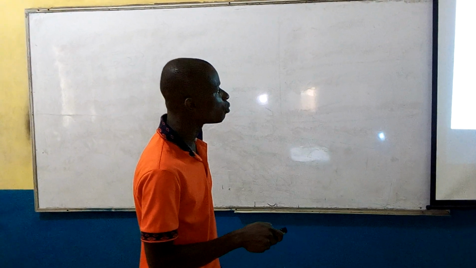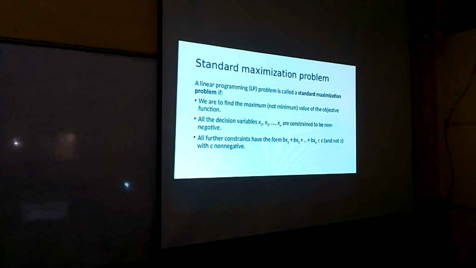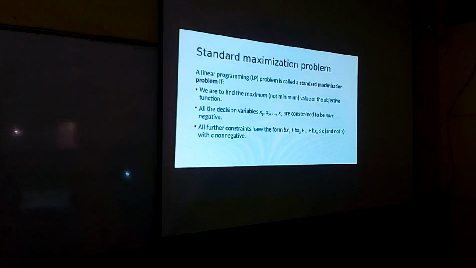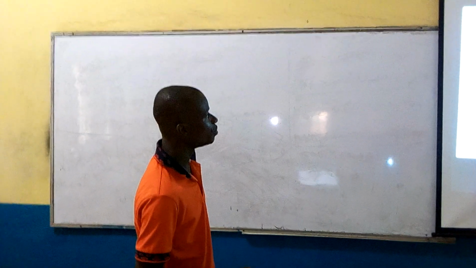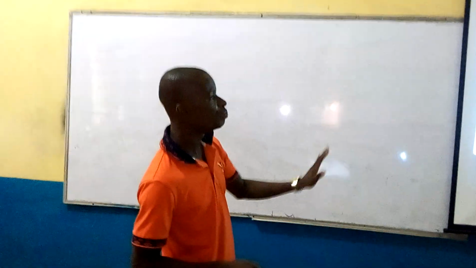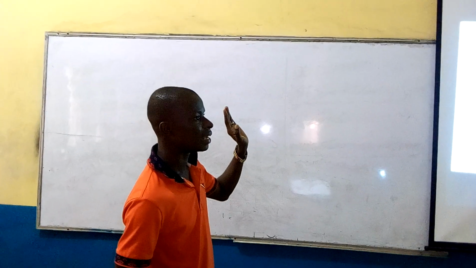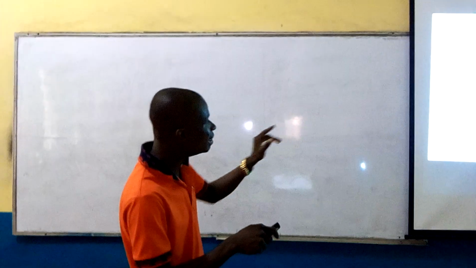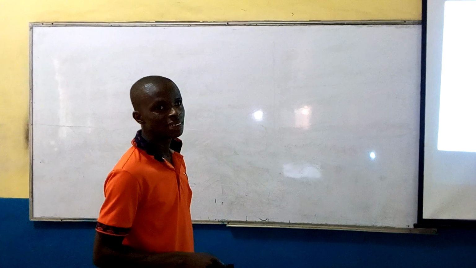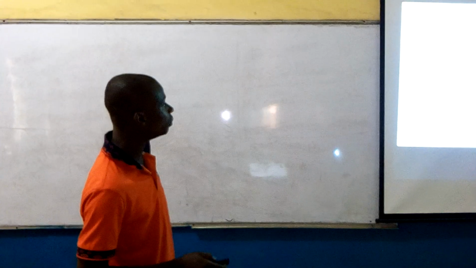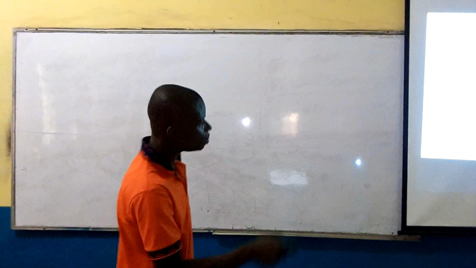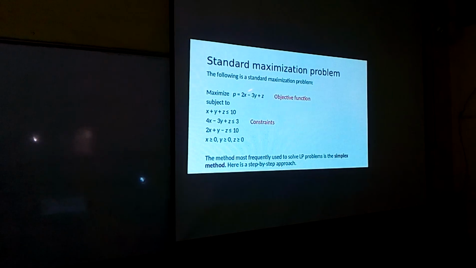And further, for the constraints, the inequality should be a less or equal sign, where the constant on the right hand side should be positive. It shouldn't be negative. So if you want to solve an LP problem using the simplex algorithm, these should be met. If you want to use that method, you have to find a way of changing all the conditions to suit this problem.